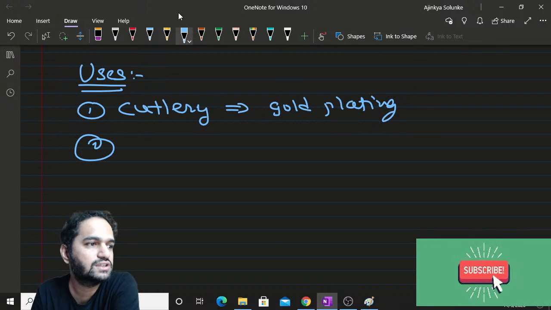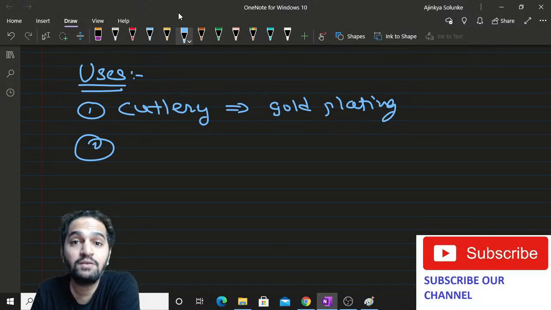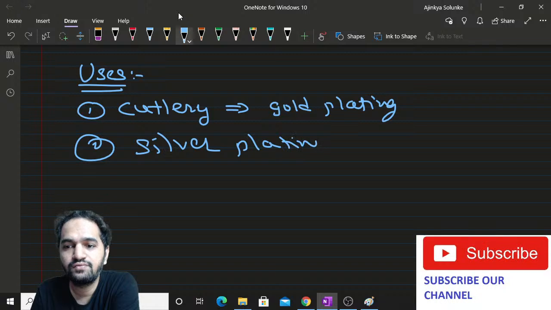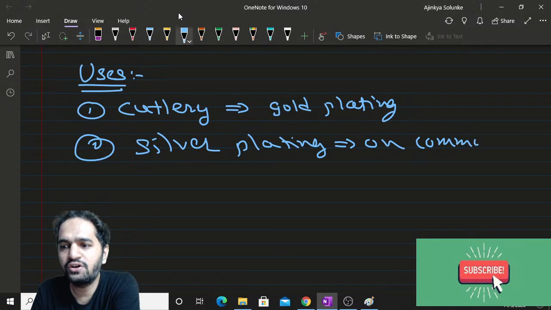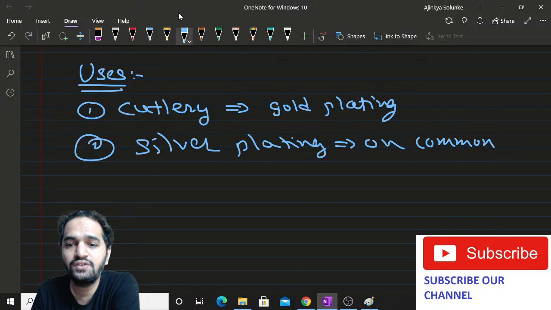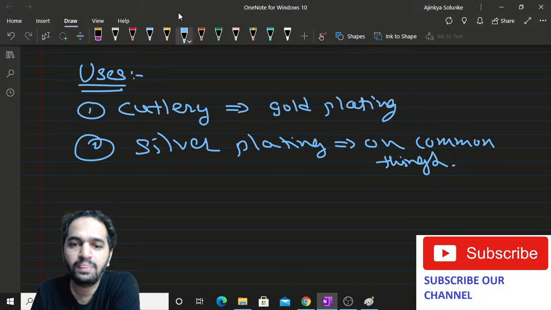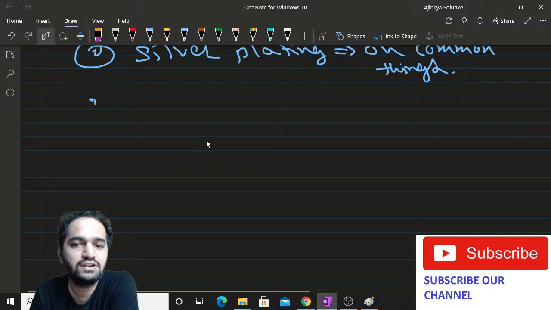Okay, another use is silver plating, which can be done on common items. Whatever the material you want to have plating on, you can have silver plating on those particular articles, on common things. Okay, let us go for the third use.